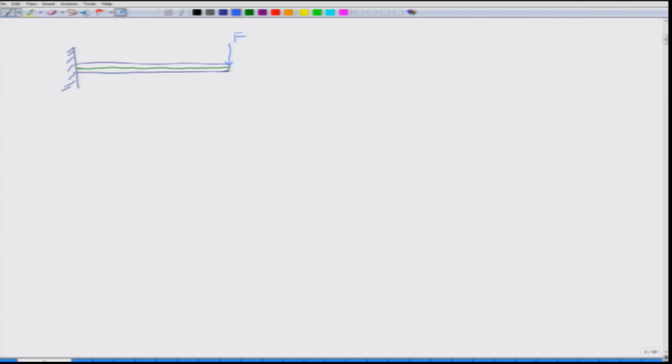Because of this, the neutral axis of the beam deflects by some amount. And let us say I look at a point P, and let us say the deflection of this point P is u of x. I mean, typically we use the term w, here I am using u of x.